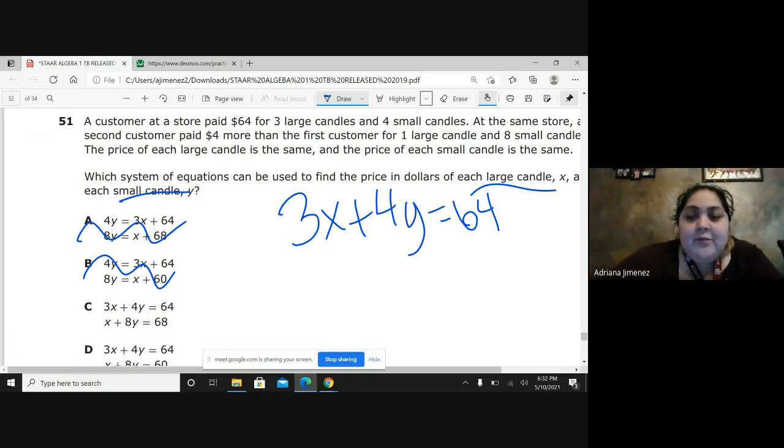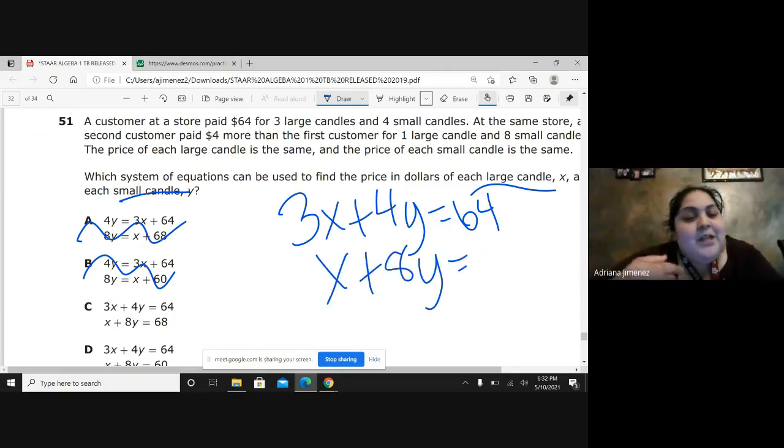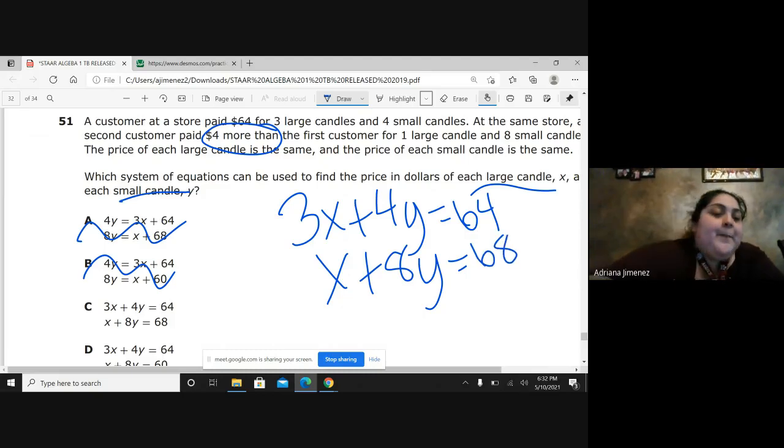Now I look at the next one. 1 large plus 8 small. But it didn't give me the number. It just told me that they paid $4 more than that. 4 more means that I'm adding. So that would be 68.